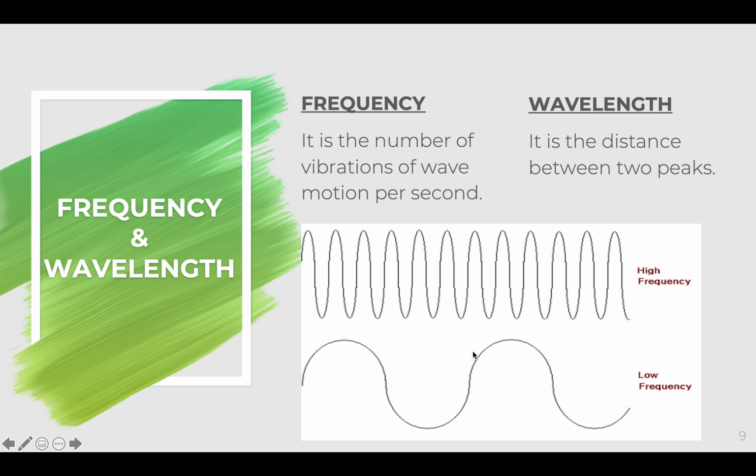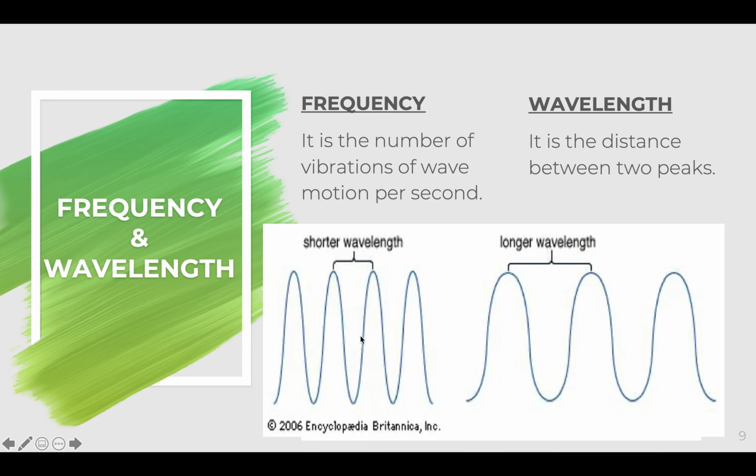So, what specifically is your wavelength? Your wavelength is the distance from this point to this point. That in itself is your wavelength. That is the distance between your two peaks. So, I want you to realize that the higher the frequency, the shorter the wavelength. Okay? The higher the frequency, the shorter the wavelength.